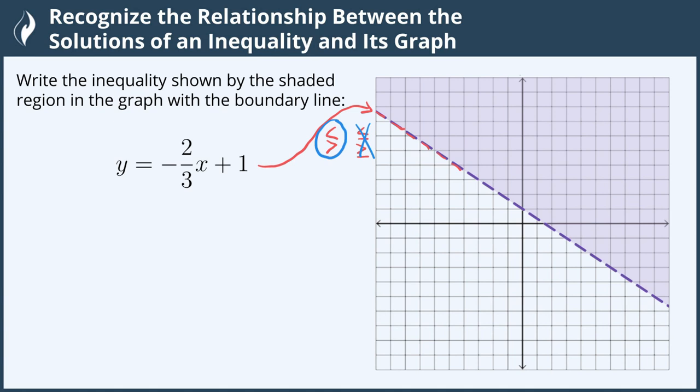And we can do that by using a test point. My preferred test point is always to use the origin 0, 0. However, in this case, the origin 0, 0 doesn't fall within the shaded region, so I need to find a different test point. So I'm going to choose the smallest of the ones that I can find. In this case, I'm going to choose 1, 1 right here.